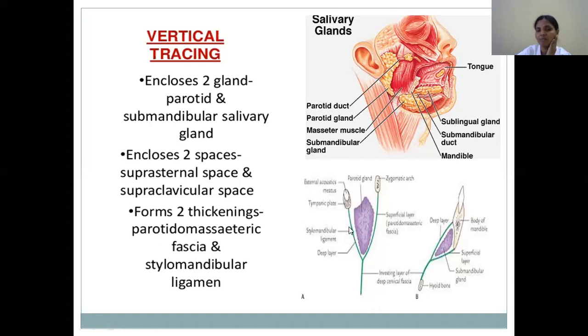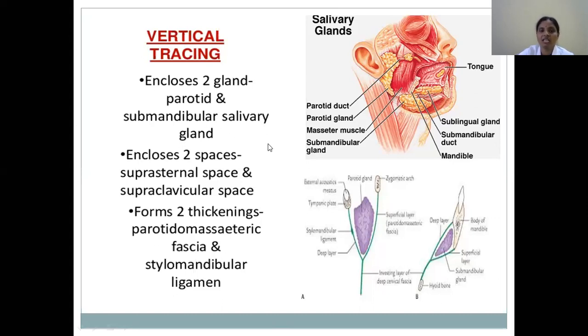So here the deep lamina is somewhat thin compared with the superficial lamina. And from the styloid process to the angle of the mandible, the part of this deep lamina is thickened, where it forms the stylomandibular ligament. So what is the stylomandibular ligament? It is just a thickening of the deep lamina of the investing layer of the deep cervical fascia, extending from the tip of the styloid process to the angle of the mandible. So here that stylomandibular ligament separates the parotid gland from the submandibular gland.